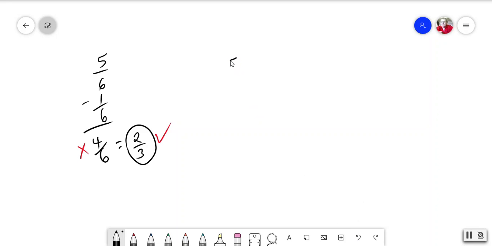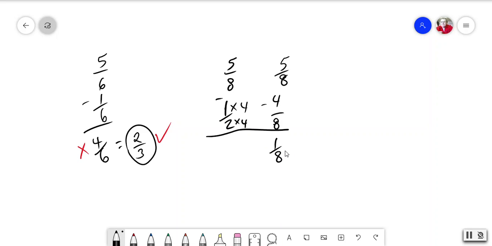If you had 5 over 8 minus a half, in this case, 8 itself is the LCD. You would not want to say 2 times 8, 16. 8 itself already is the LCD because 2 goes into 8 and 8 goes into itself. Well done. So since 8 already is the LCD, the 5/8 doesn't change. Doesn't have to change. The half does, though. 2 times what is 8? The answer is 4. 1 times 4 is 4. So 5/8 minus 4/8 is 1/8. Okay? That's all that happens there.